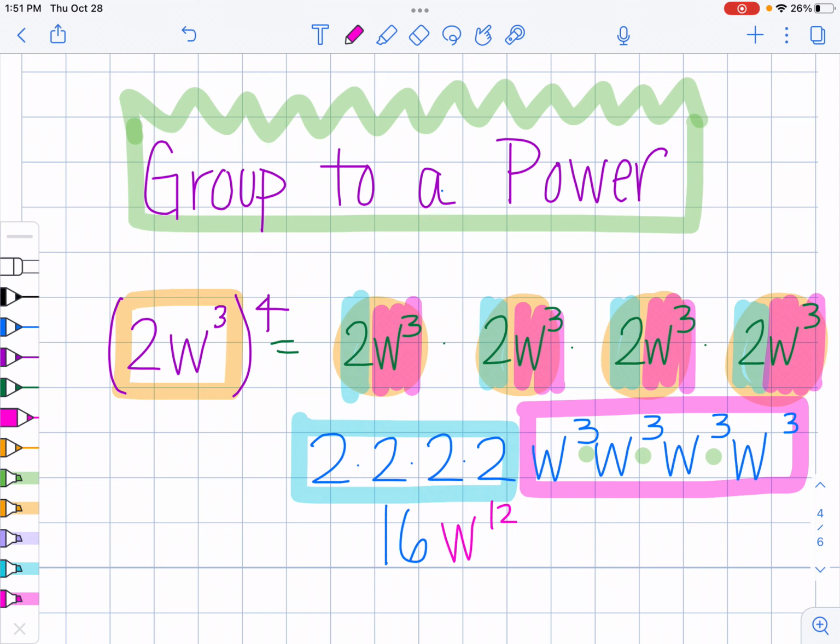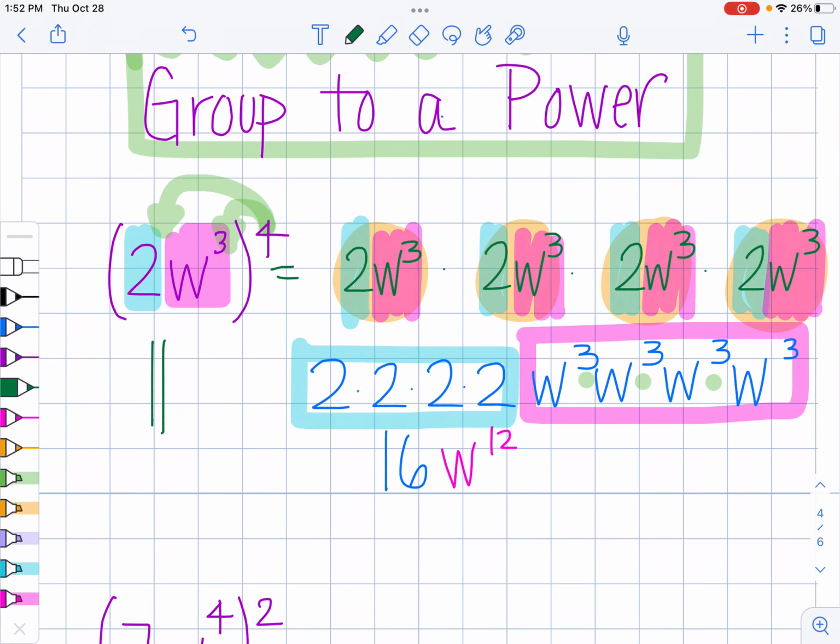So, what's the shortcut way when you have a group to a power? You need to look at each base. Here I have a base of a 2. Here I have a base of a w. And I take my exponent and I distribute it to each base on the inside. So this is really the same as 2 to the 4th times w to the 3rd to the 4th. 2 to the 4th is 16. W cubed, w to the 3rd power, raised to the 4th power, power to a power. I multiply these. 3 times 4 gives me 12.